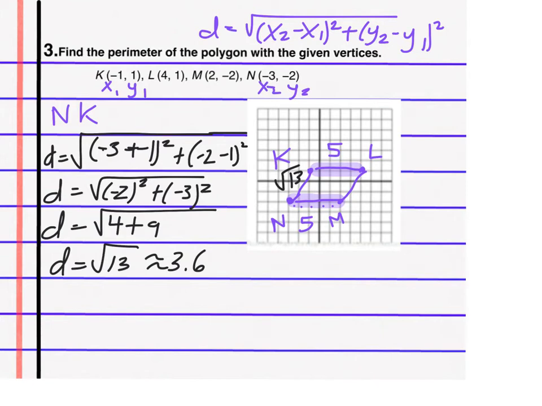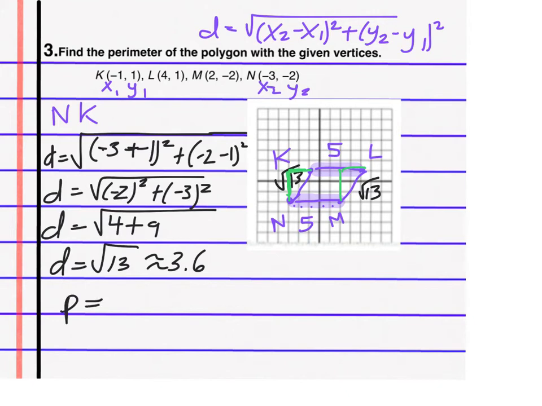So for my slope, I'm rising 1, 2, 3, running 1, 2, 3. Is it the same over here? 1, 2, 3. Oops. I counted that wrong, didn't I? It's up 3 over 2, up 3 over 2. So since the slope is the same, this is a parallelogram, and ML is also the square root of 13.